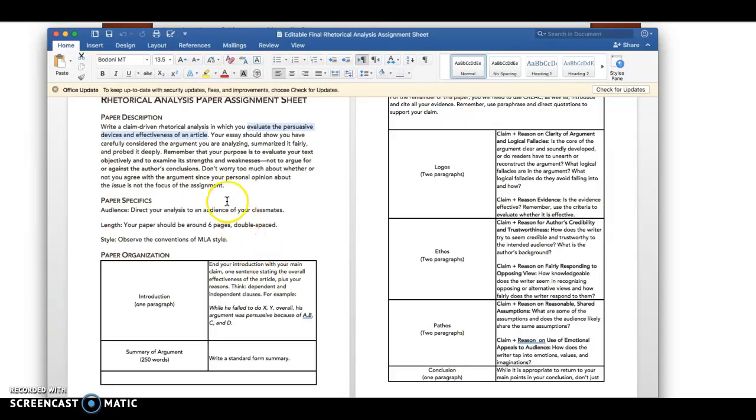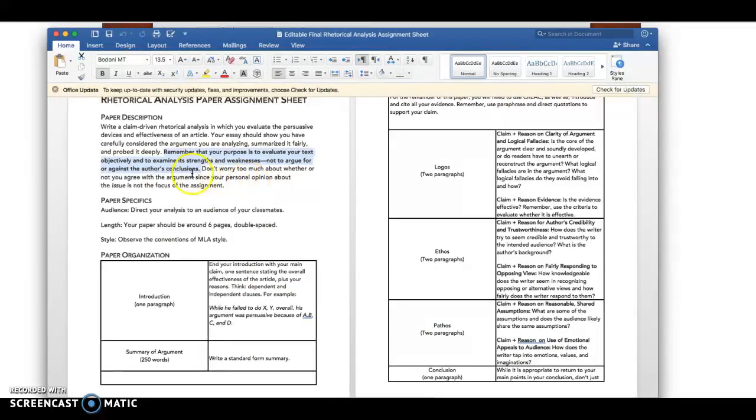So if we go back to the assignment sheet, remember, and this is the number one mistake students make on this essay, remember that it is not about the argument. It is not about what the author is arguing. This essay is about how effective the argument is. So you're not going to agree or disagree with the author. You're not going to talk about the topic. That's going to come later. This essay is all about evaluation. And you're going to be using ethos, pathos, and logos to evaluate the effectiveness of the argument. So just keep that in mind.